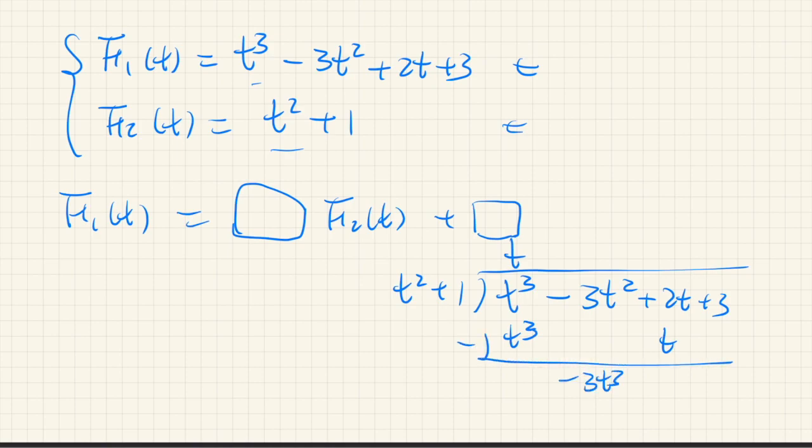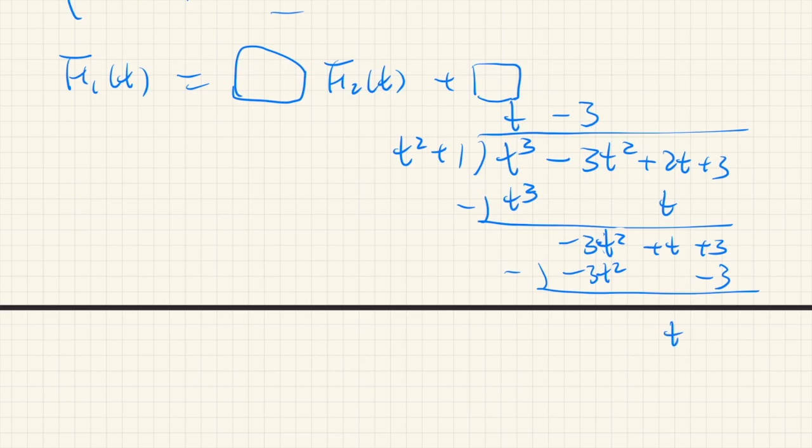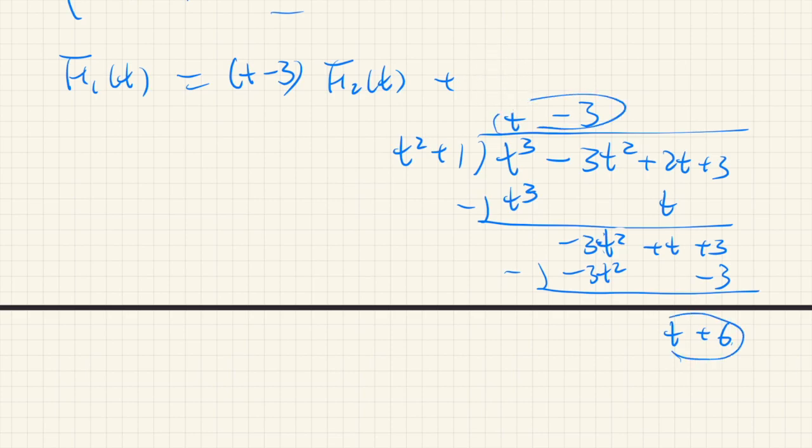So negative 3t squared here plus t plus 3. So that will be negative 3, and negative 3 here. So t plus 6. So the quotient is t minus 3, this one. And the remainder is this one, t plus 6.